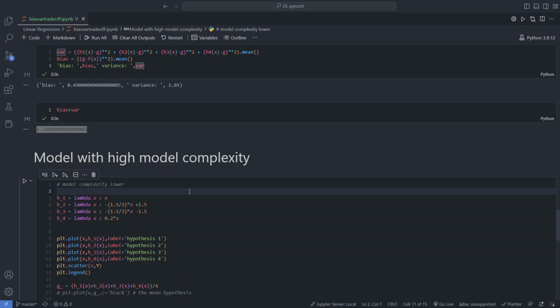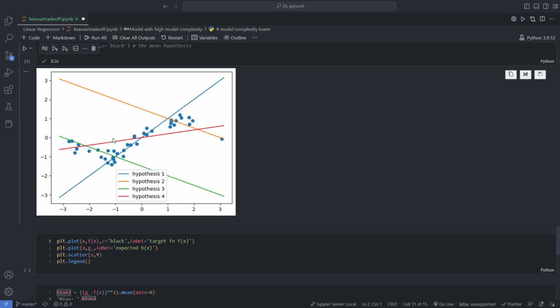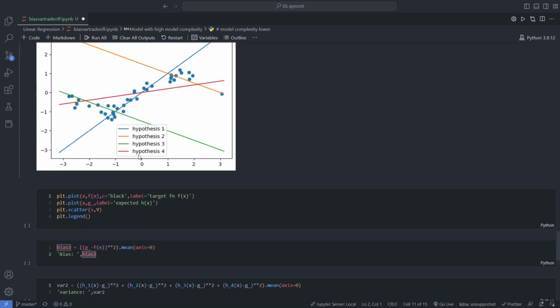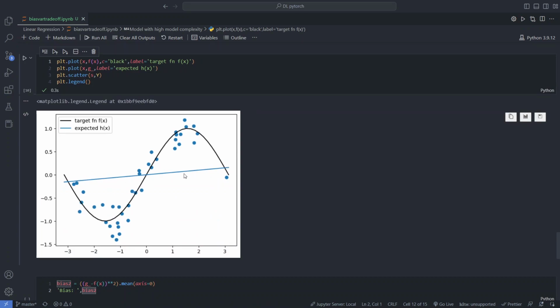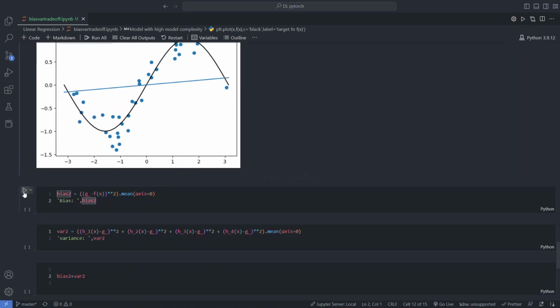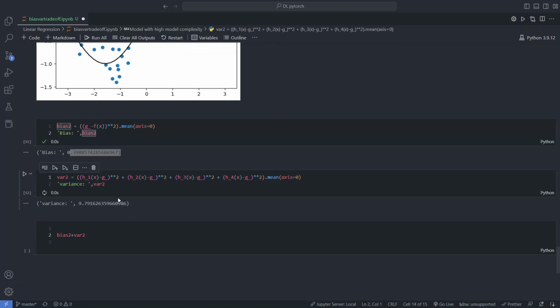Now we will try to approximate the sine curve with a higher complexity model, and that is basically a straight line. So this is what it looks like. These are my 4 individual hypotheses on the dataset, and this is the expected hypothesis. We have repeated that step, and we have calculated the bias. This is our bias, and this is the variance.